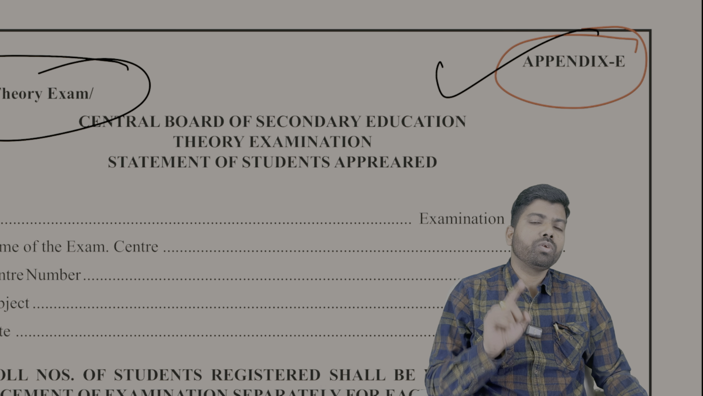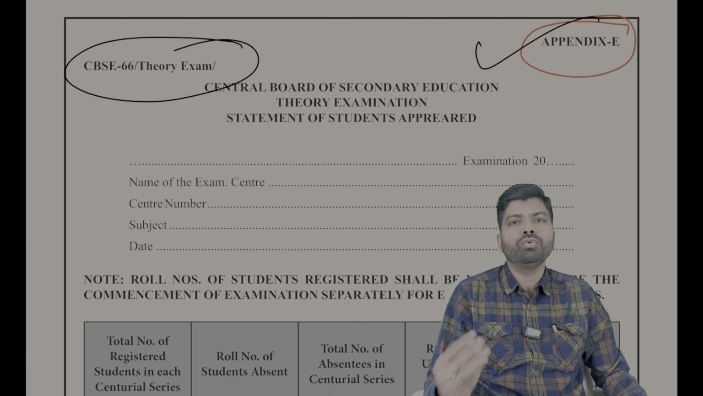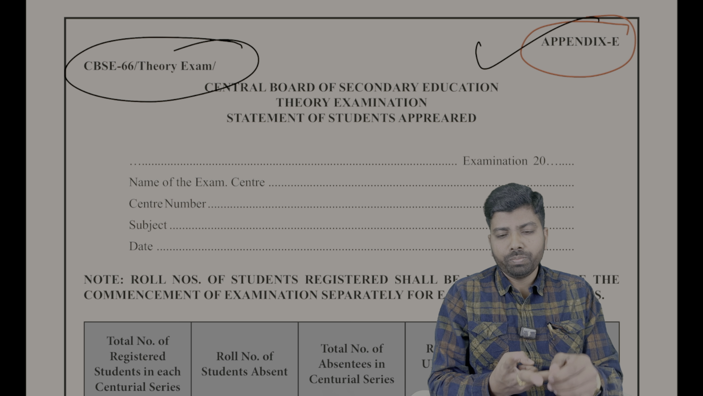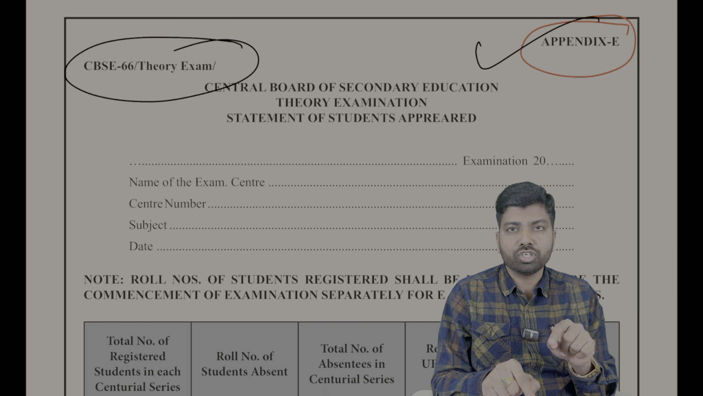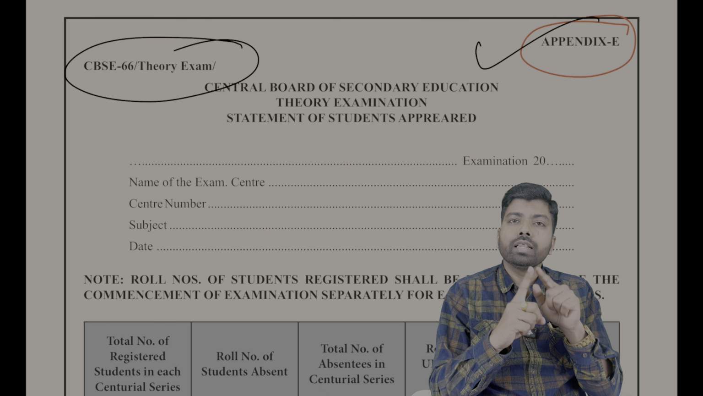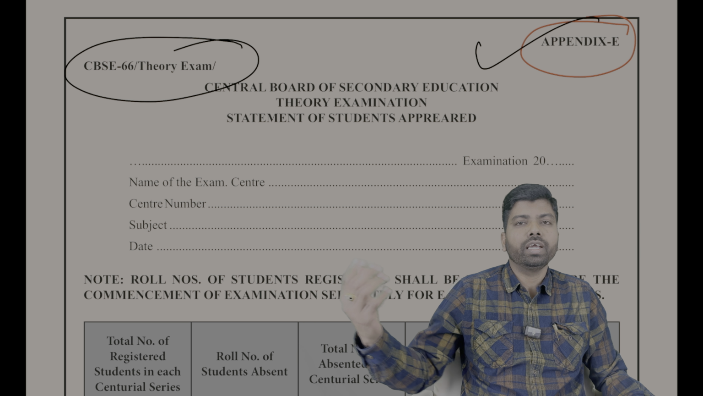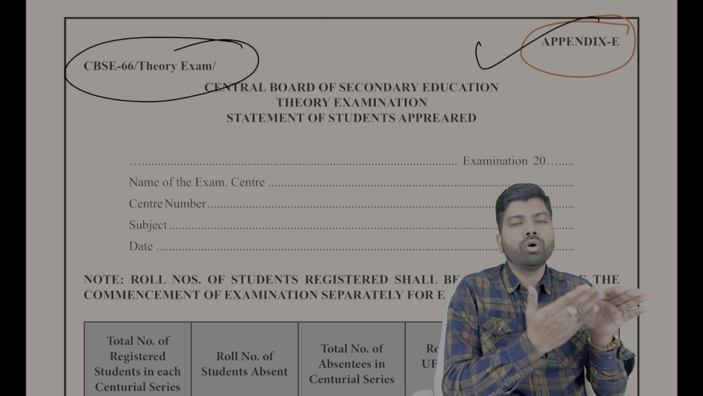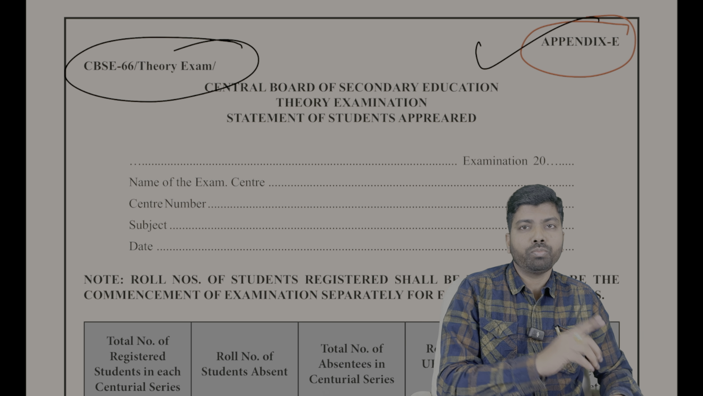And one thing remember, all this Appendix E, F, G, H, whatever you are sharing, you have to make a triple copy. One copy will be sent with the answer sheet, the next copy should be there with the school or the centre, and another copy you will send at the end of the examination. Again you will be given one letter to send all these copies. At that time you have to send all the copies once again, a point to be remembered.